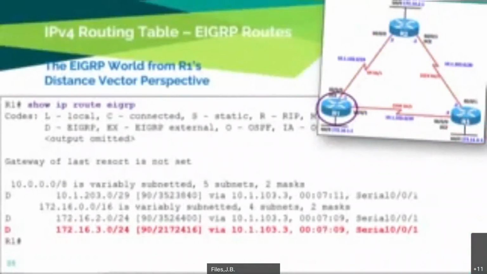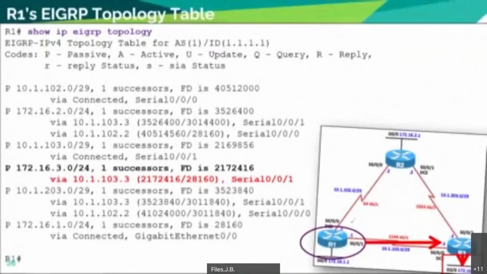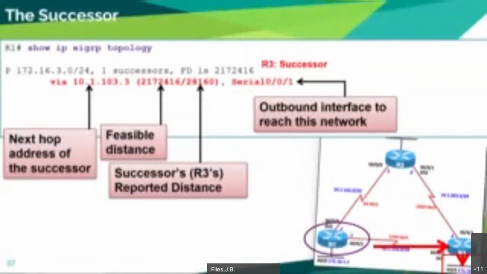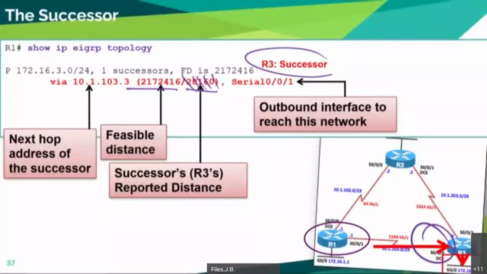Show IP route. Okay. So there's that path to that network. If we look at R1 and we look at the topology table, okay, now we know that R1 has 2 valid paths, right? But there's only one listed here. So let's look at that. We can see the next hop, right? That's R3. The feasible distance, R3's reported distance, which since this is the successor, we don't really care about that. It doesn't mean anything. And there's our outbound network, okay?